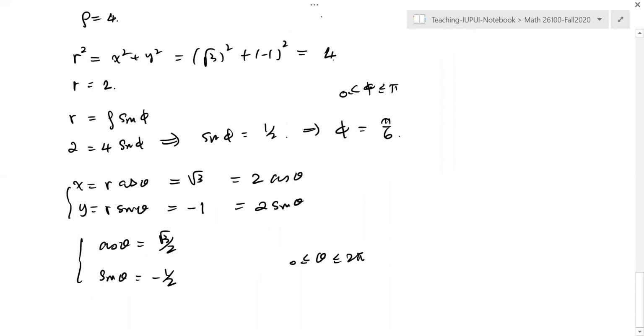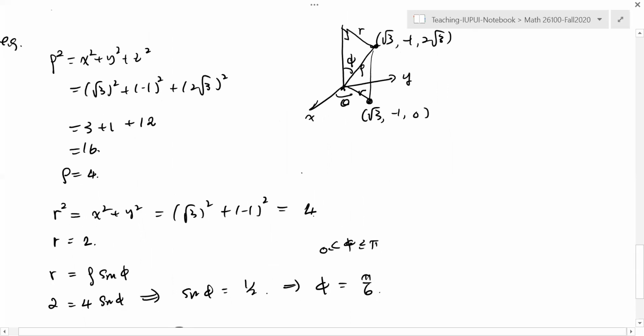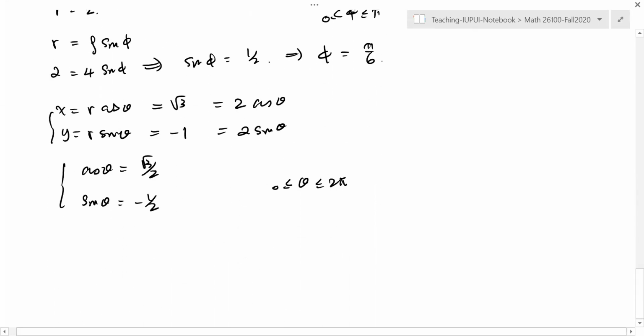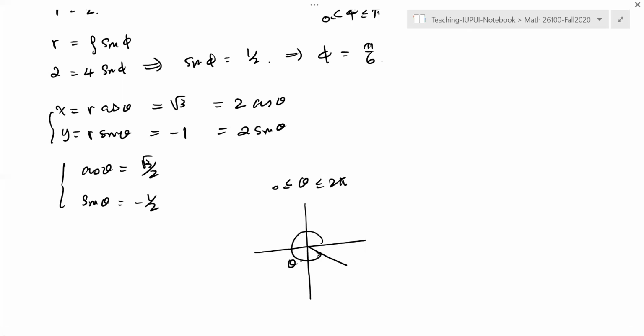From the picture, you can see that phi goes from the north pole to the south pole, increasing from 0 to pi. But then you have to rotate around the z-axis to get the complete circle, so theta. These two equations uniquely determine theta. Cosine theta is positive and sine theta is negative in the fourth quadrant, so this is the angle theta.